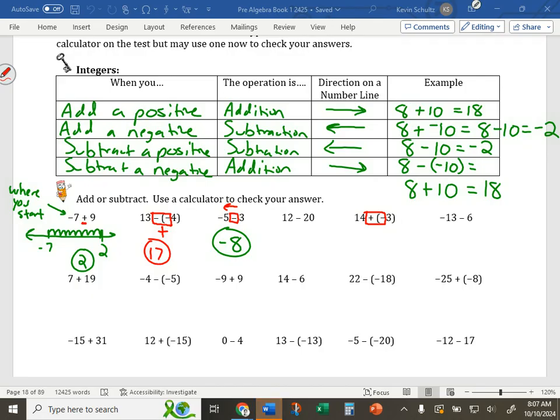Look at our chart up top. Where do you see a plus, negative? I see it right here. Right? And what operation is that? Subtraction. So which direction on the number line are we going? To the left. Okay? So we're starting at 14. Adding a negative means we're subtracting. Means we're going to the left by 3. Where do we stop? 11. And that would be our answer here.